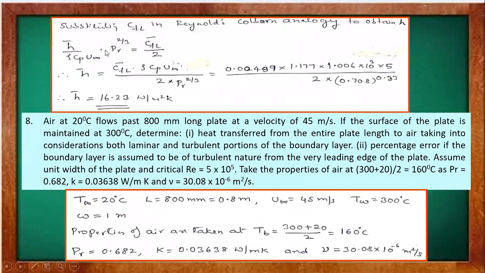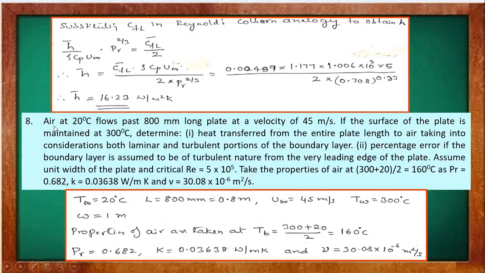Then substitute in the Reynolds-Colburn analogy. So h bar by rho Cp U infinity is the expression for the Stanton number, multiplied by Pr to the power 2/3, and that will be equal to the average friction factor by 2. Rearrange this and get the value of h bar, that is, the heat transfer coefficient. Substitute for Cf bar, which is obtained before, rho Cp U infinity divided by 2 into Pr to the power 2/3. So we get the average heat transfer coefficient as 16.23 watt per meter square Kelvin.